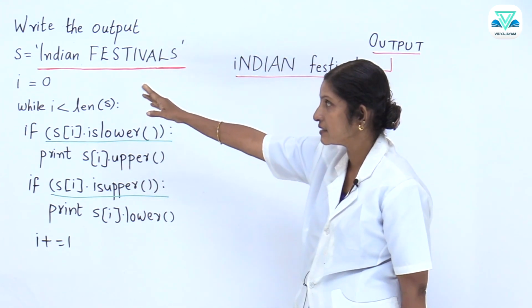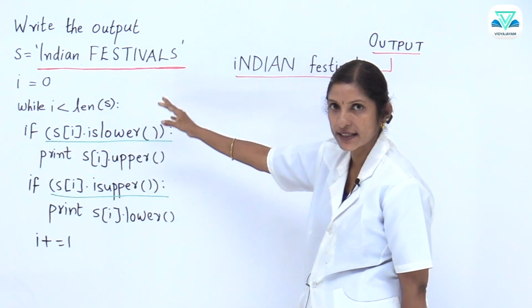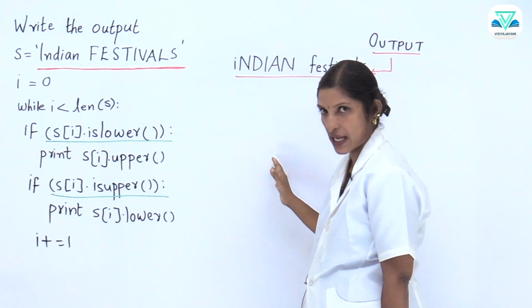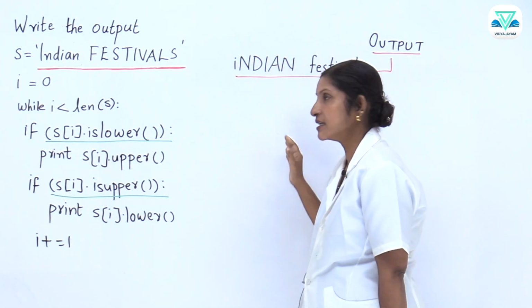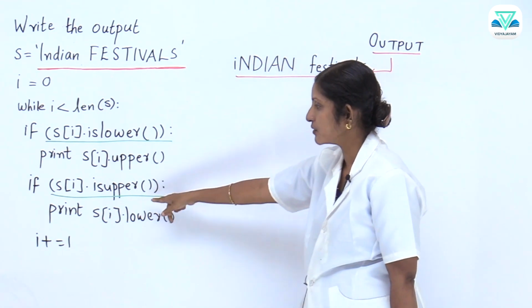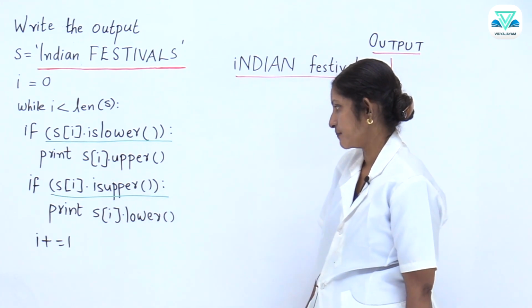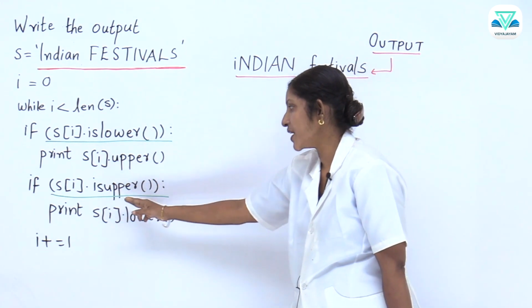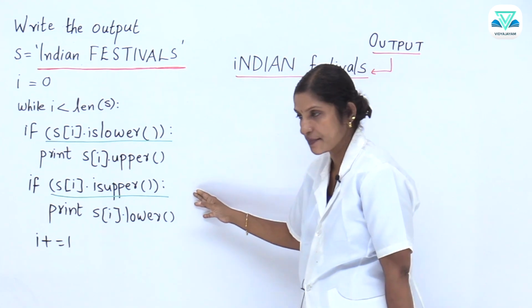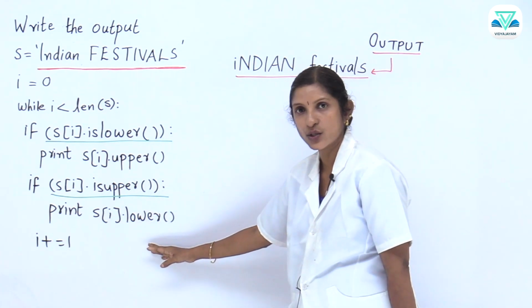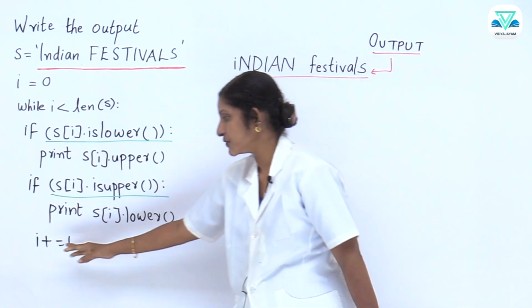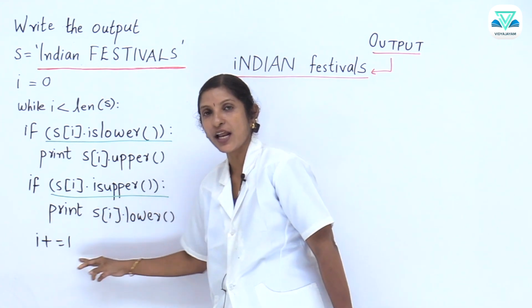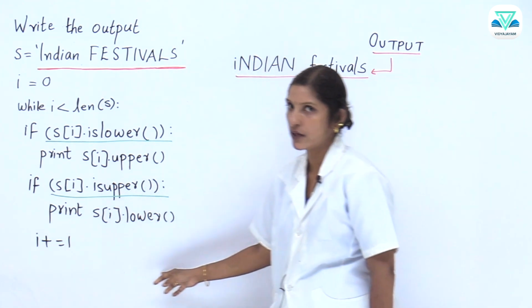So whatever letters are in lower case, small letters, will be shifted towards capital, and all letters that are in capital will be shifted to small letters. So here, if s of I dot isupper, we are checking the isupper condition and converting that to lower. Then we are shifting each and every index. I equal I plus 1, that is, I plus equal 1.